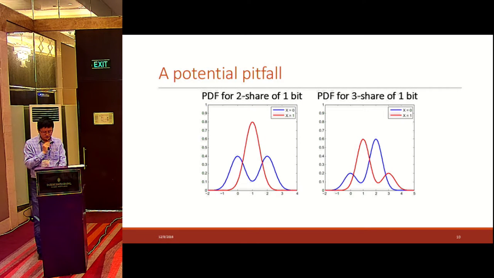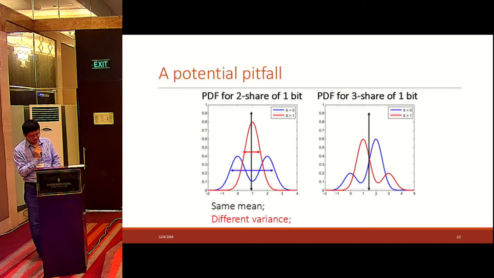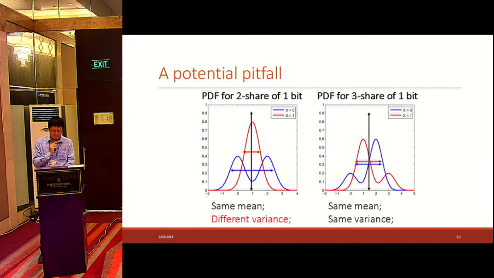So both distributions have the same means, which means at the first order moment they are equal. But at the second order, they can be easily distinguished, which means if you use two shares, X can be easily distinguished using the second order moment. But this is not the case for three-share TI. As you can see, the shape of the two distributions actually is the same. It's just mirrored. So the means and the variances are the same. So surprisingly, three-share TI is intended for first order protection, but it can provide a certain level of second order resistance.